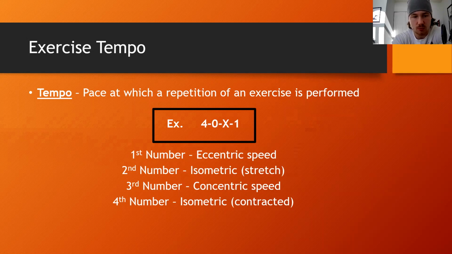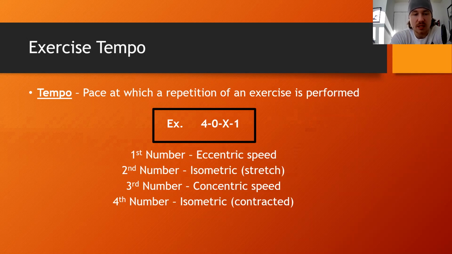So just to clarify, in the 4-digit number, they all indicate different portions of the exercise. Specifically, the first number, in this example the number 4, indicates the eccentric speed. So in this case, it would be a 4-second eccentric. Let's say, for our example, we're doing a barbell squat. Well, you would lower into the bottom position of the squat in 4 seconds.